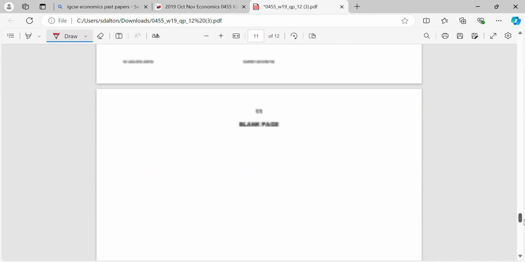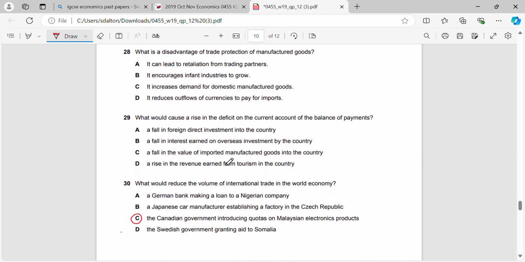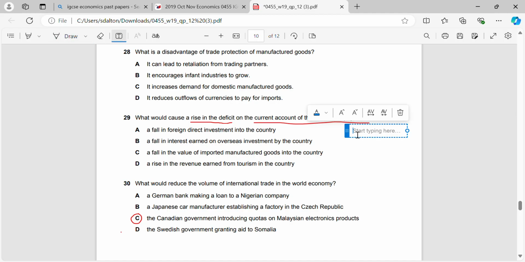Okay, so we'll start at the bottom. What can cause a rise in the deficit on the current account of the balance of payments? So remember here what we're looking for is a rise in the deficit. To put it very simply, we're looking for our imports to be bigger than our exports because that would cause an increase in the deficit.